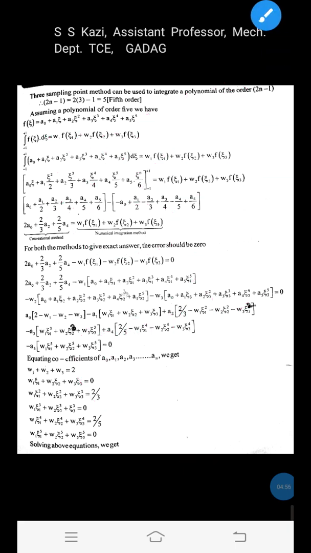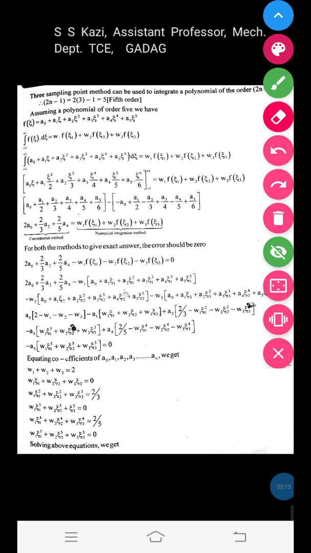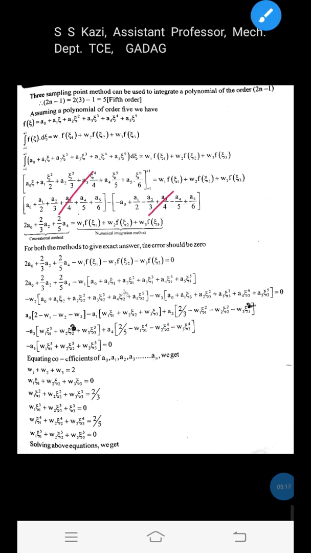We know that this is the conventional method integral value, and this is the numerical integration method formula. For both the methods to give the exact answer, the error should be 0. Hence what we will do now is write LHS minus RHS equal to 0. LHS is the conventional method, RHS is the numerical integration method. You write this minus this is equal to 0.